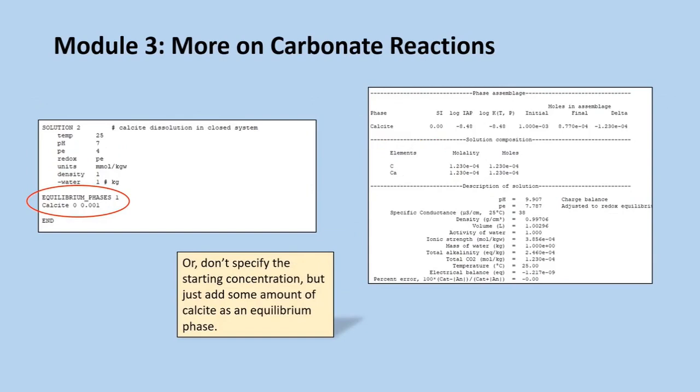Alternatively, we can leave the starting water elemental composition blank, basically setting it as deionized water, and then adding an equilibrium phase. Note that not all the calcite dissolves here, and because the starting water composition is unbuffered, that relatively small amount of calcite dissolution leads to an appreciably elevated pH value.